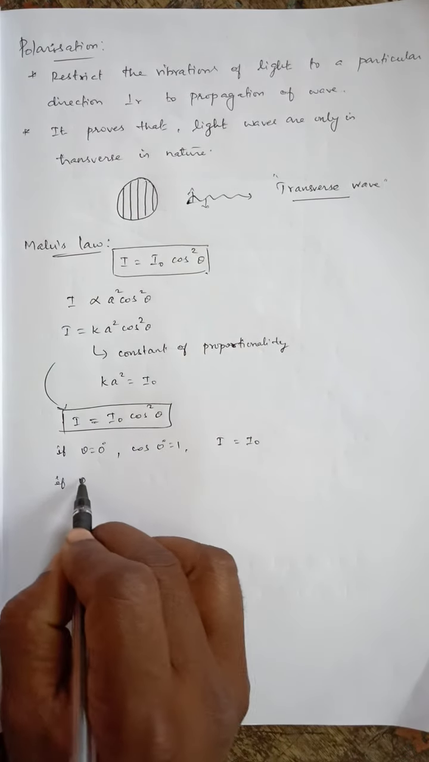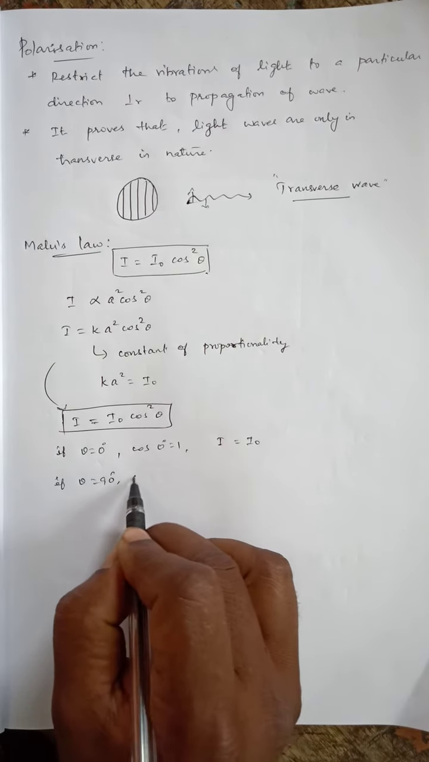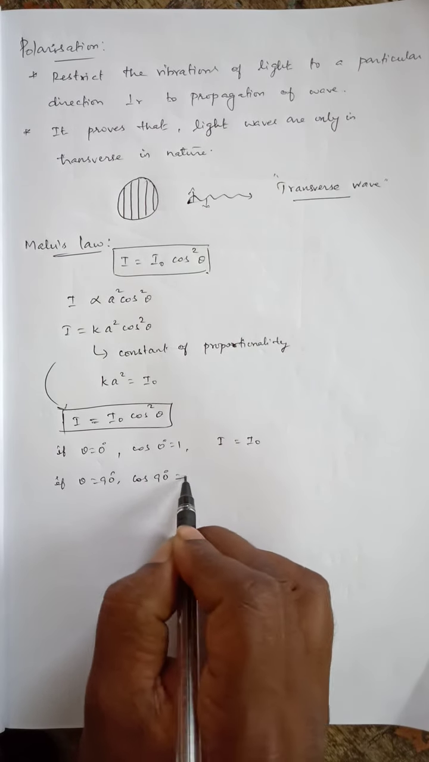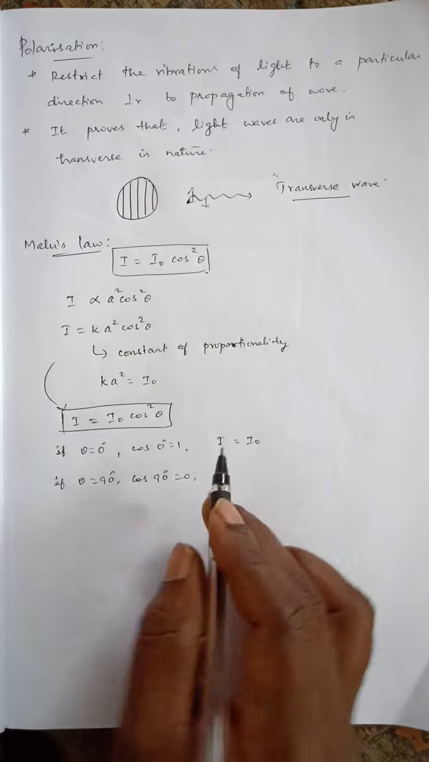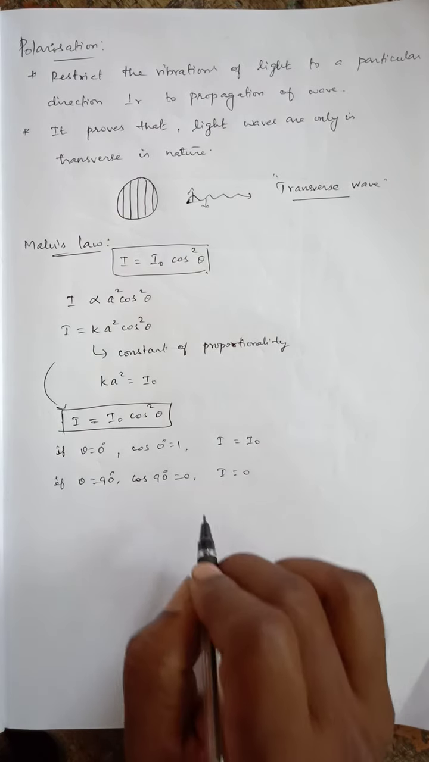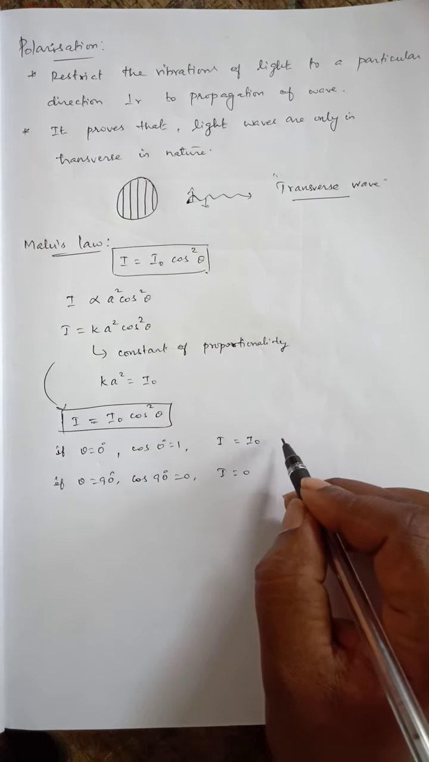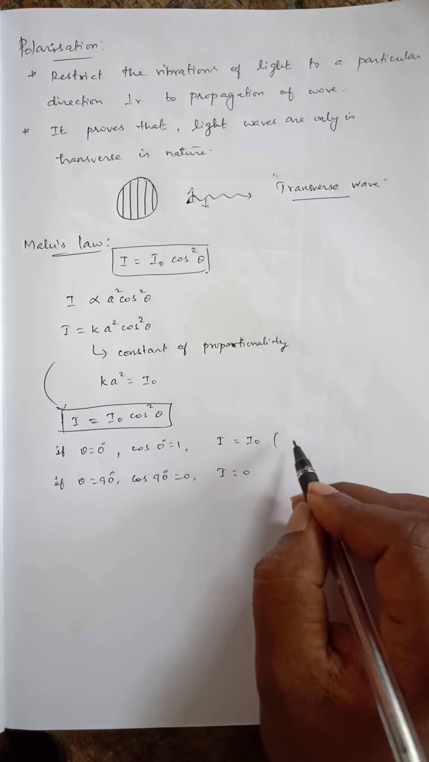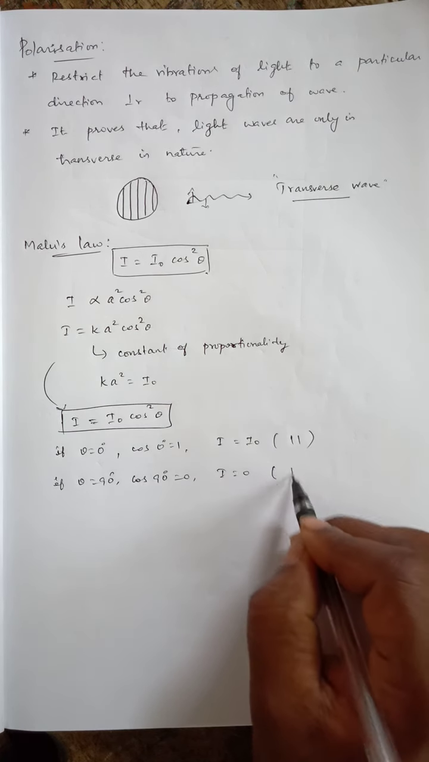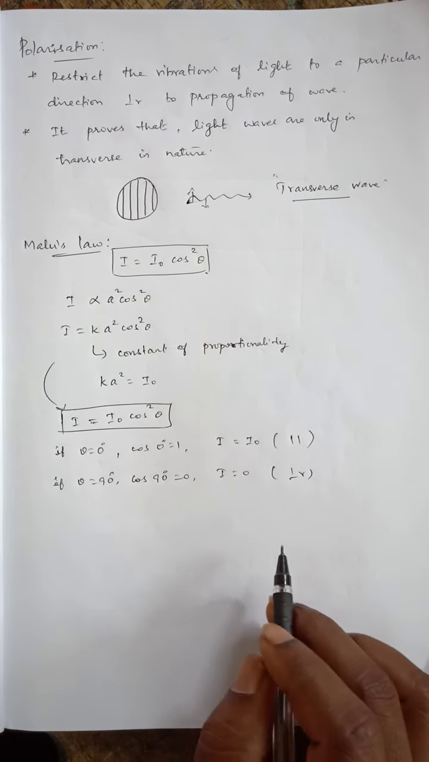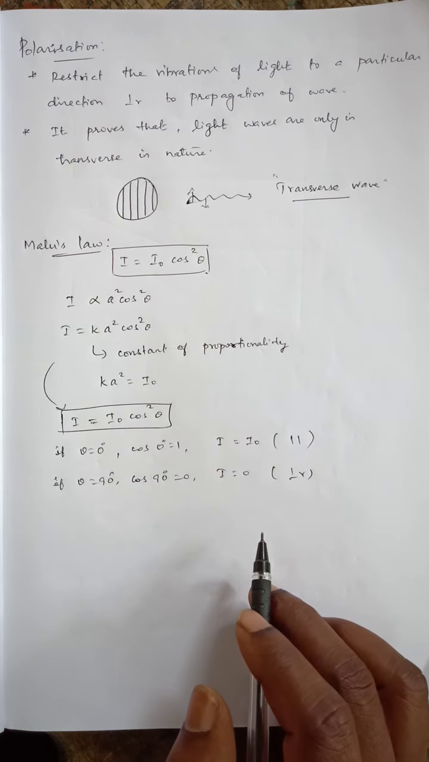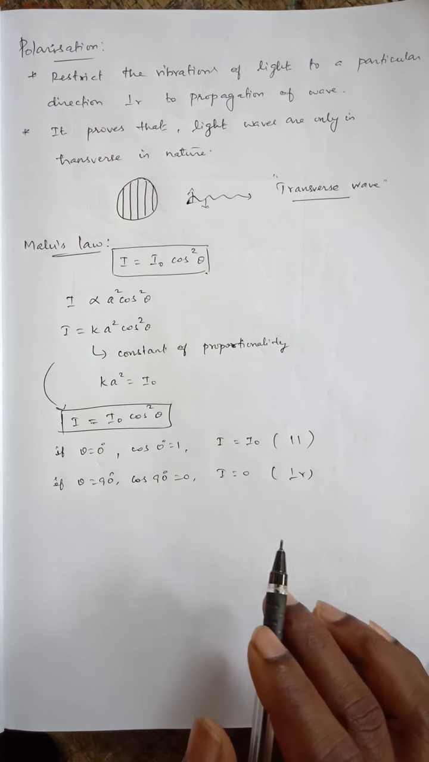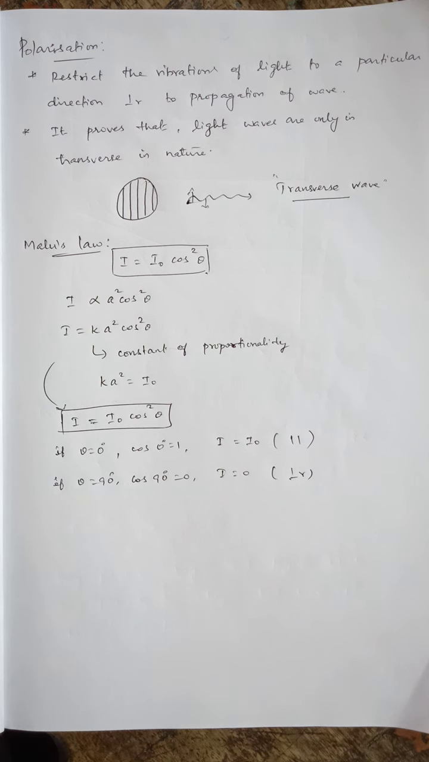If theta is equal to 90 degrees, then cos 90 is equal to 0. So 0 into anything is 0. So the intensity will be 0. Here the angle between the polarizer and analyzer is perpendicular. So the rotation of the analyzer determines the intensity of light, and we get maximum and also minimum.